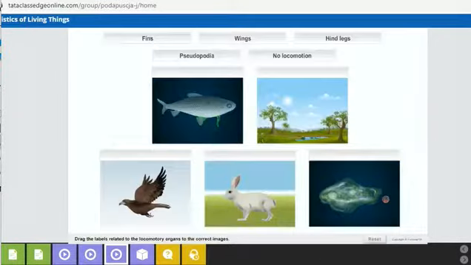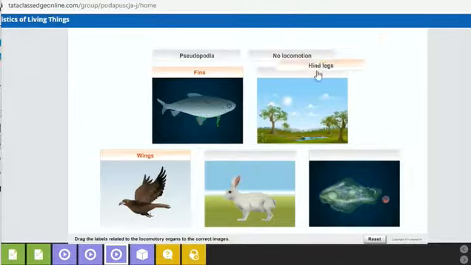Coming to next, this is an interactivity where we have to drag the things and place them in the correct boxes. So let's see, fin. Fin is of the fish. Excellent. So next is the wings. Wings help in flying.